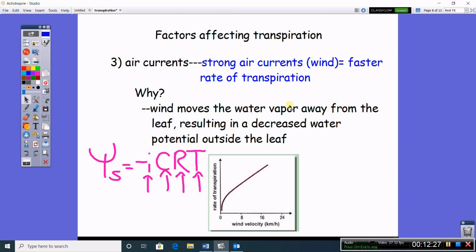Okay, so wind moves the water vapor away from the leaf, resulting in decreased water potential outside the leaf. This is just your solute potential equation. We'll come back to that if we need to practice that before the AP exam. So as the wind velocity, like wind speed, increases, the rate of transpiration should also increase.